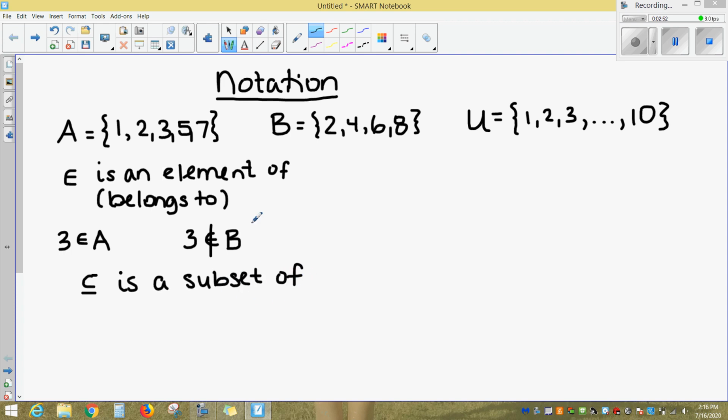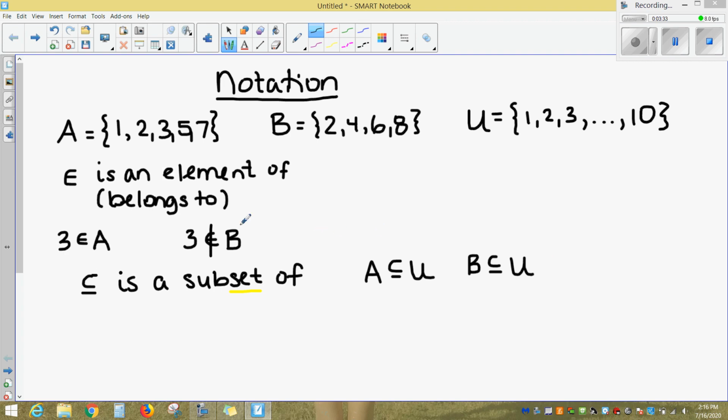Okay. When we talk about a subset, that means we're talking about a set that is a piece of a bigger set. So for example, we could say A is a subset of U, because the entire set A, if I look at it as an entire package, 1, 2, 3, 5, and 7, all of those numbers, that entire set falls within the set of U. I could also say that B is a subset of U.